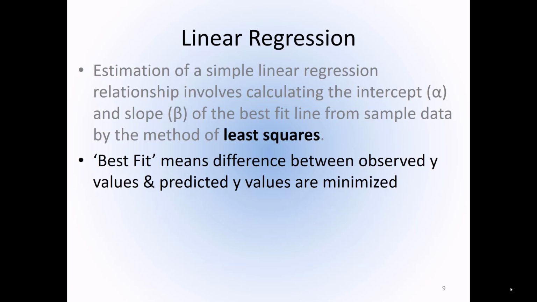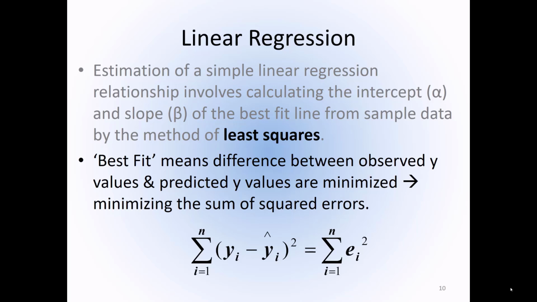So in thinking about our linear regression model, that best fit line indicates that it's going to appropriately describe the data that we have, and the goal is going to be to minimize the difference between the actual y values and the predicted y values. And this is the concept of using the least squares method. And this in turn is minimizing the sum of the squared errors, as we've talked about in previous videos.